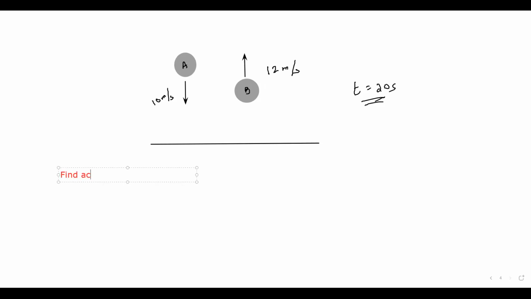So example, an object moving with 10 meter per second and it bounced back 12 meter per second, and the time it took to bounce back, that time interval example is 20 seconds. And the question is, find the acceleration of this object. So the formula to calculate acceleration, that acceleration is the change in the velocity divided by time.